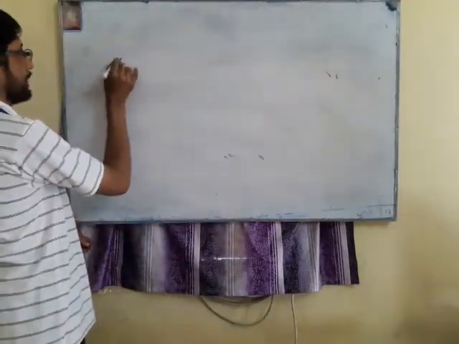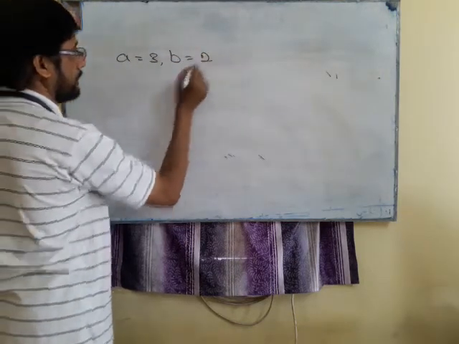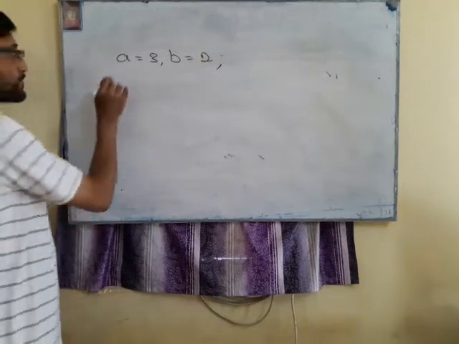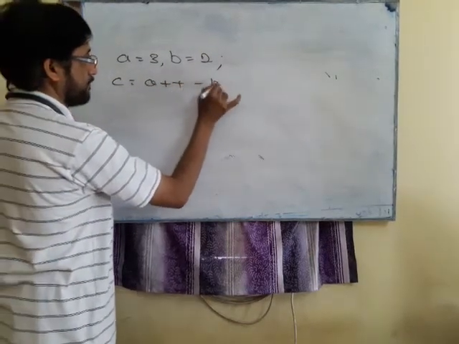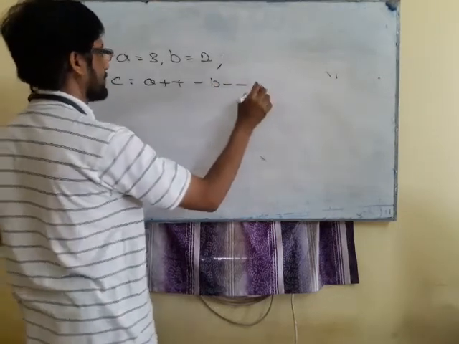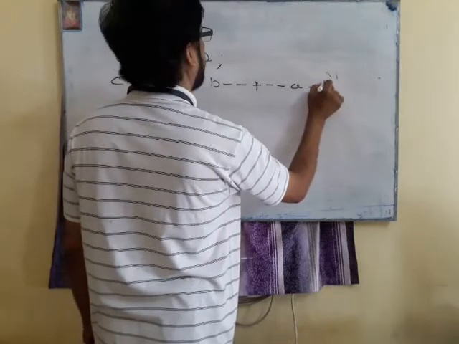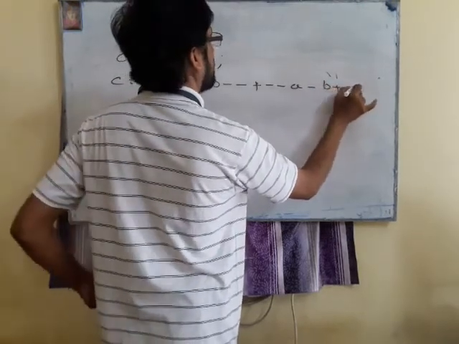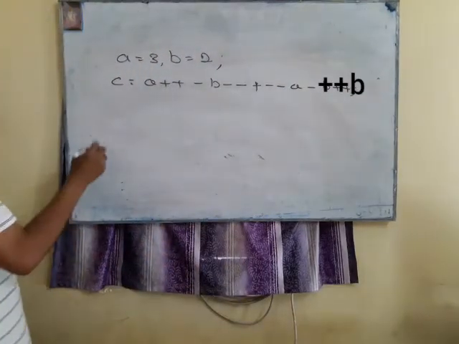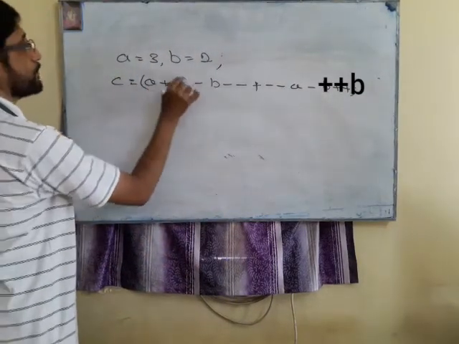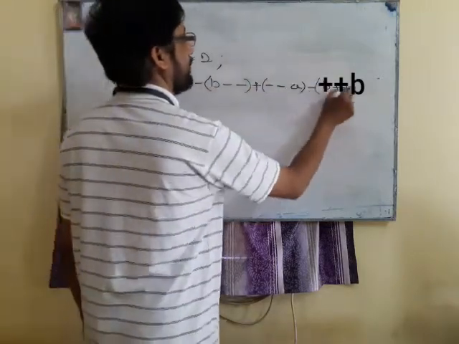Suppose A is equal to 3 and B is equal to 2. So C is equal to A plus plus minus B minus minus plus minus A minus B plus plus. Suppose this is the equation, this equation I am going to solve. So it is A plus plus minus B minus minus, and so on, with A and B plus plus.